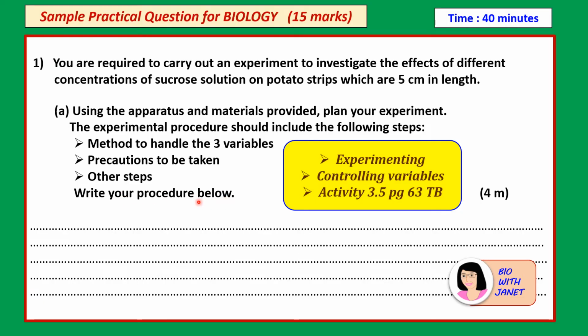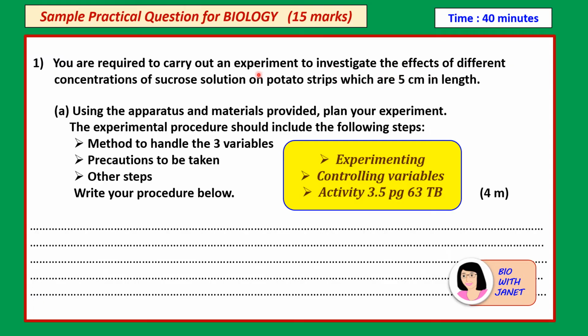To start off, first of all, find the objective or the aim, because from there you're going to determine your MV and your RV. Determine the manipulated variable and the responding variable. If you look at the front part of the question, carry out an experiment to investigate. This is where you get your objective, to investigate or to determine or to study or to compare something.